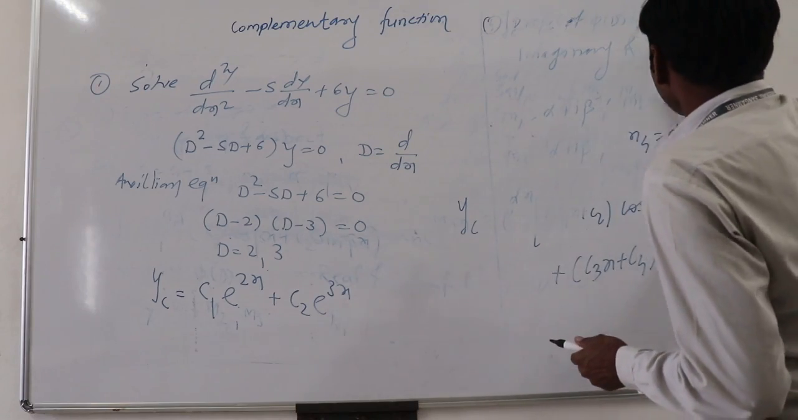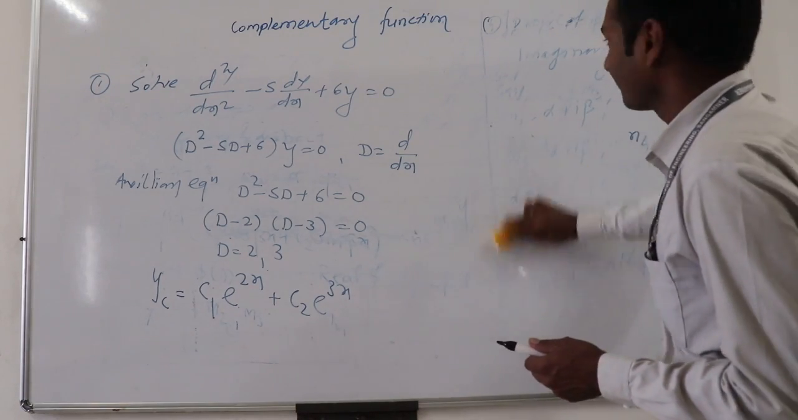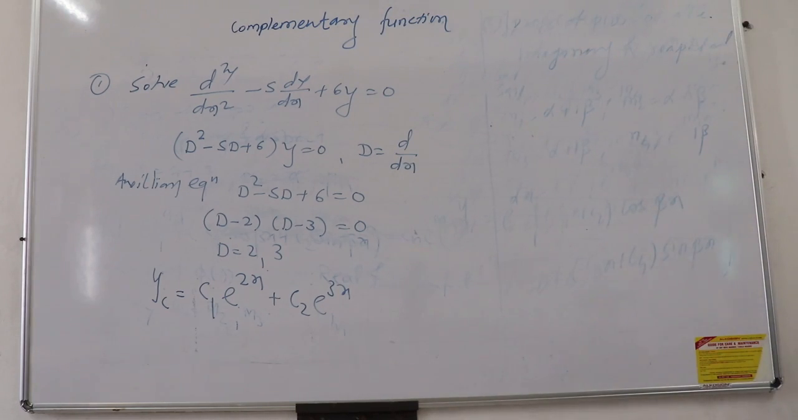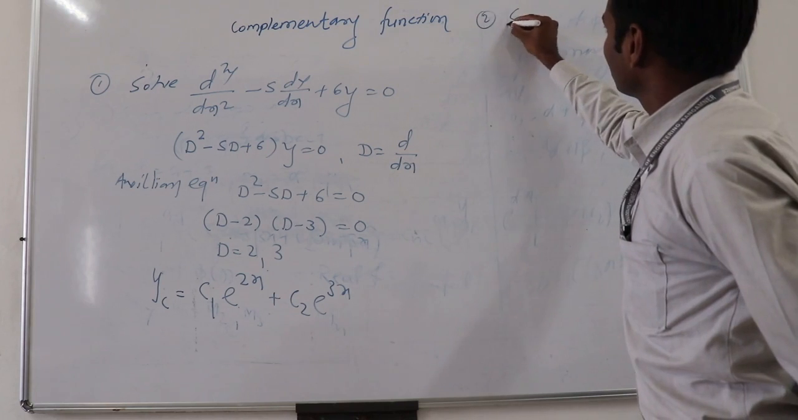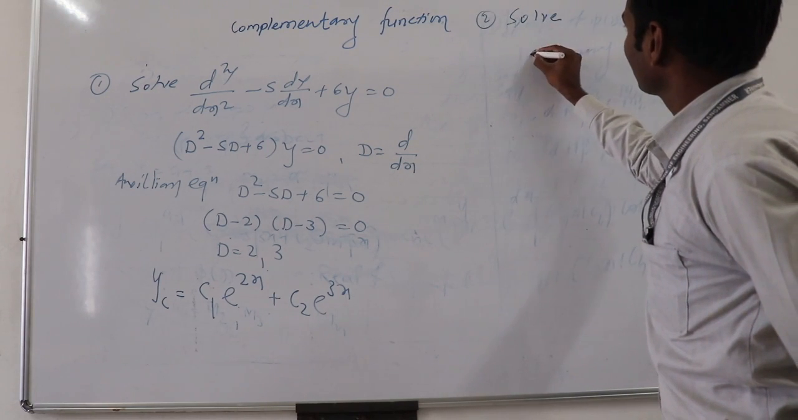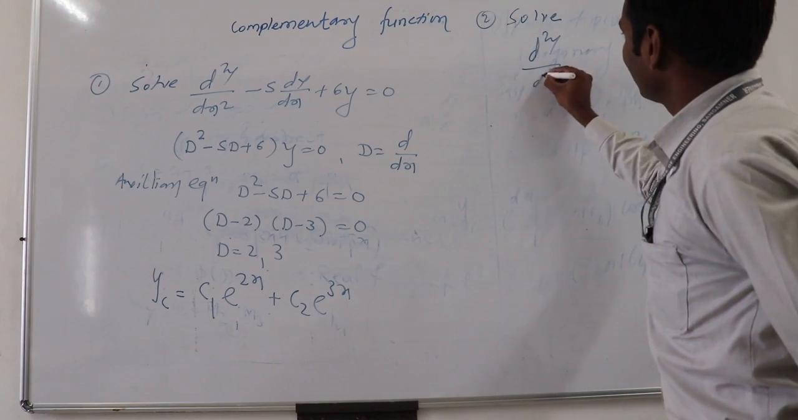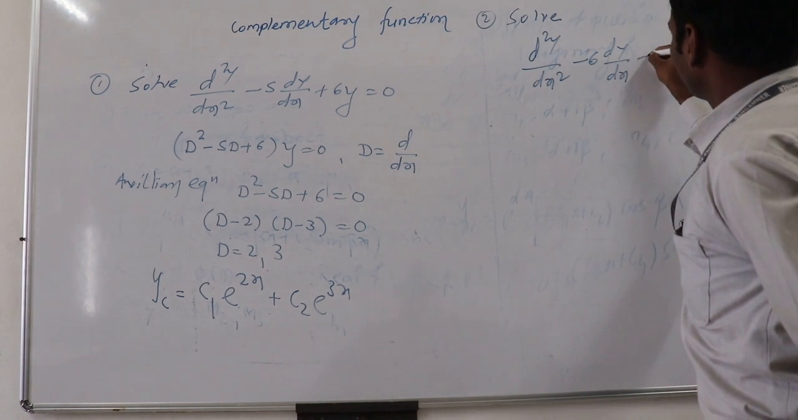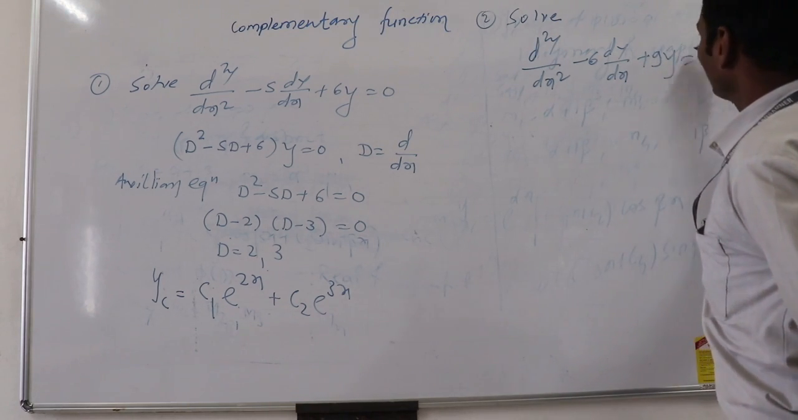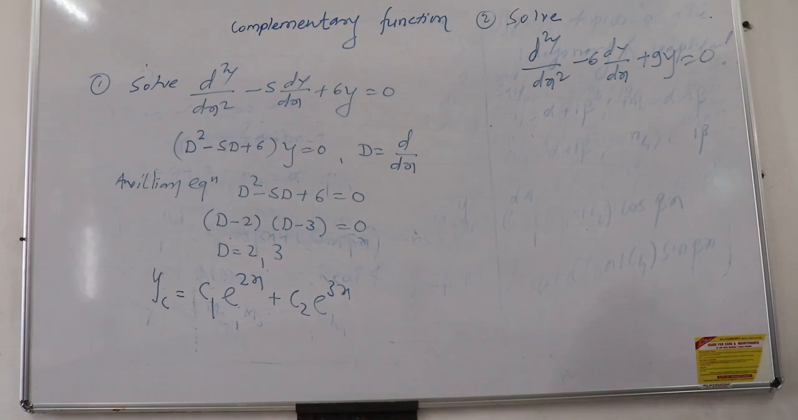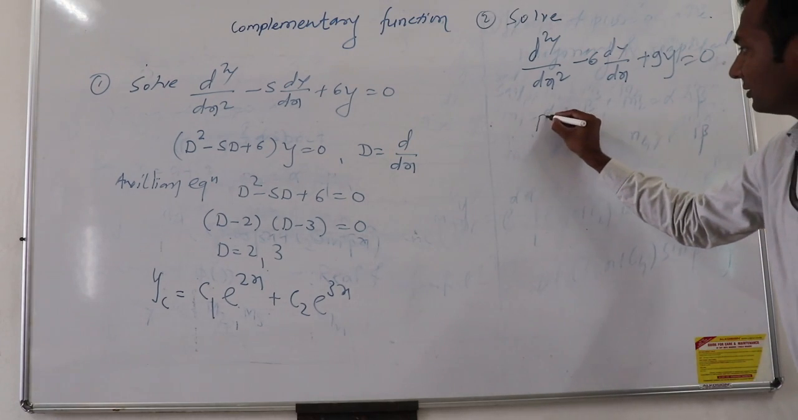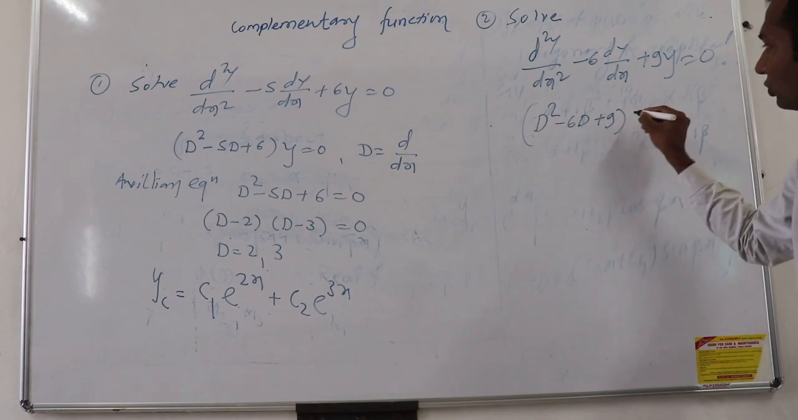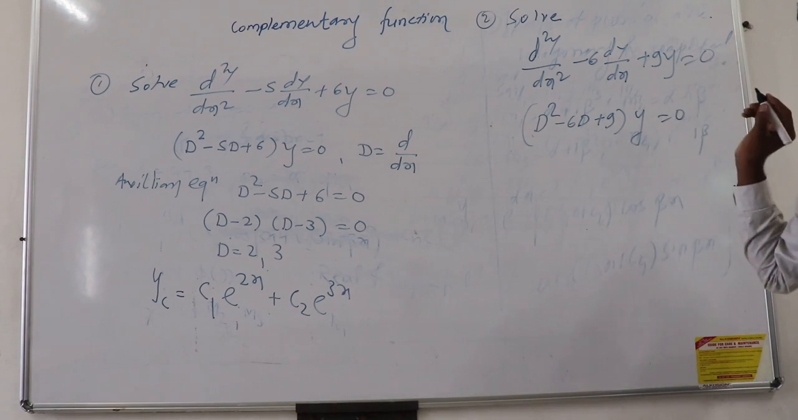Now next one, number 2, solve d2y by dx square minus 6 dy by dx plus 9y is equal to 0. Then again we write it as d square minus 6d plus 9 into y is equal to 0.